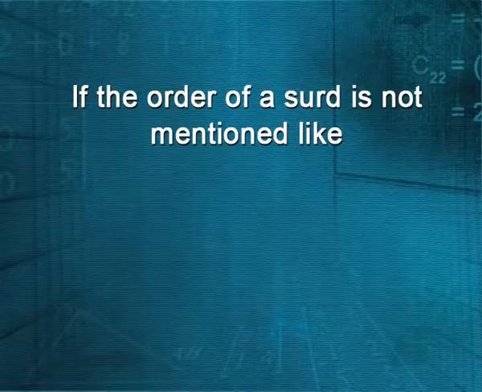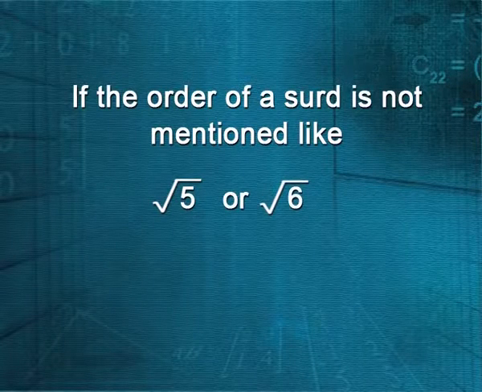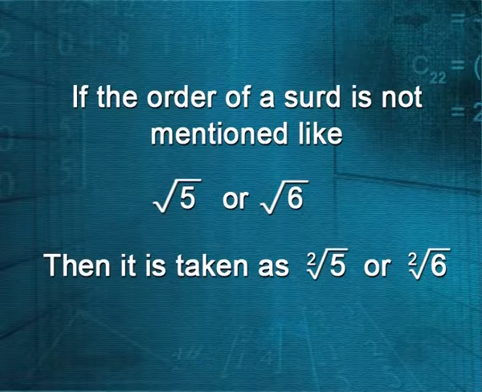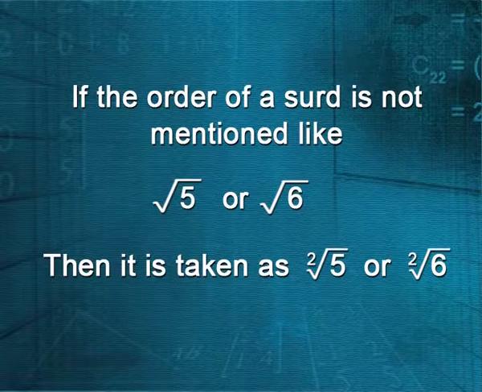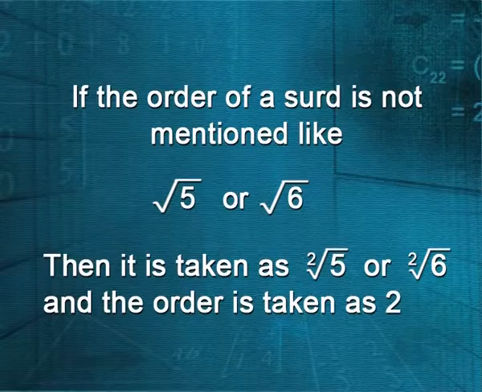Note one thing here, that if in case order of the surd is not given, you have given surds like root 5 and root 6. Now, no order of the surd is mentioned here. In that case, we take the order of the surd as 2, because it is 2 root 5 and 2 root 6. Instead of writing 2, we sometimes write root 5 and root 6 without mentioning 2. So, if the order of the surd is not mentioned, it is taken as 2.